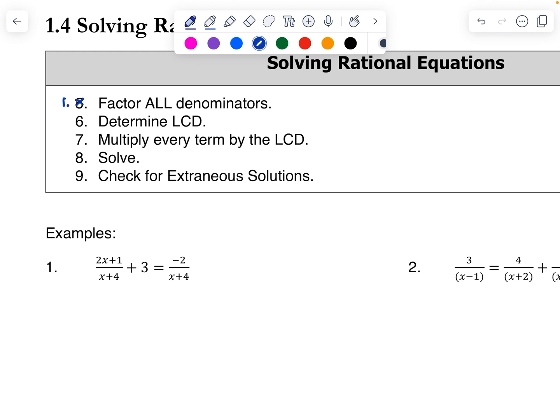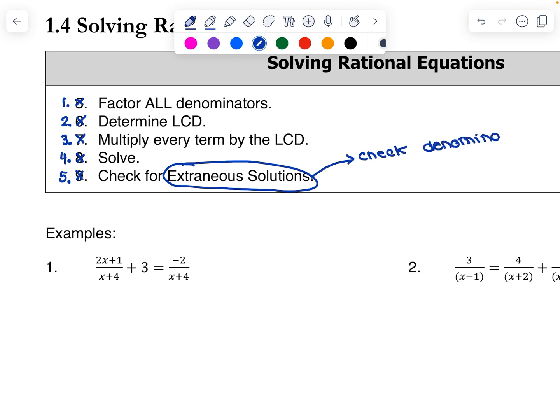Then you're going to determine the least common denominator, so that's going to be step 2. Then you're going to multiply every term by the least common denominator so that they can all be the same in the denominator. That way, when the denominators are the same, they actually can cancel out and go away. So now you're just going to solve, and then you do have to check for extraneous solutions, which live in your denominators because the denominator cannot equal 0. So here, check denominator. And if it does equal 0, then you have to throw that solution out.